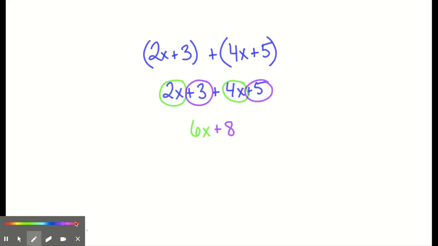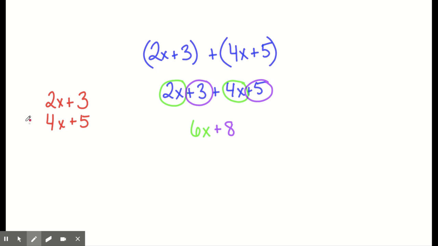Okay. For those of you who like to do this vertically, line up your expressions. Remember, we would write 2x plus 3. And below it, just like lining up your place values, you have to line up your like terms. So 4x is going to go under the 2x, and 5 is going to go under the 3. You are adding these two expressions, so you will see that positive 3 plus positive 5 is a positive 8. Positive 2 plus a positive 4 is a positive 6x.